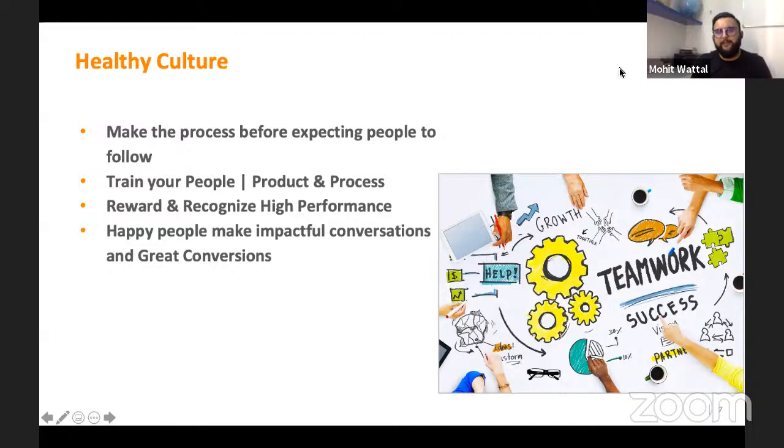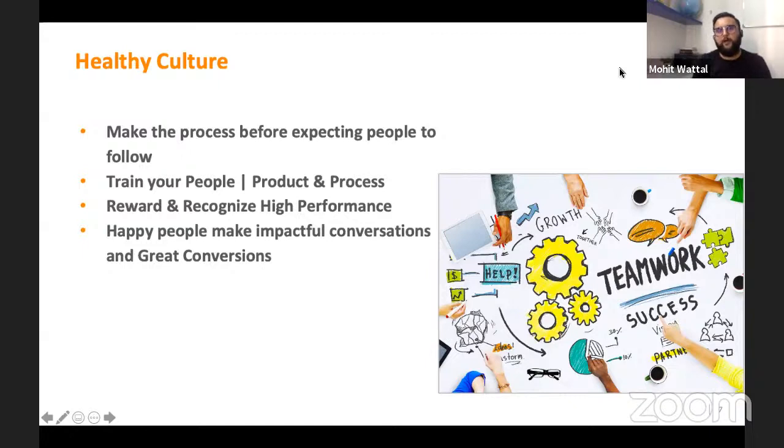Then reward, definitely recognize high performances and reward them aptly. I've seen this over a period of time, and this is one of my biggest beliefs, that when people are happy, they make really impactful conversations. And when the conversation is impactful, the conversions are great, because you are being your happy self. And as an organization, as an individual, if you are your happy self, of course what you're going to achieve is going to be way, way, way better than if you are stressed out yourself, right? So it needs no scientific logic.